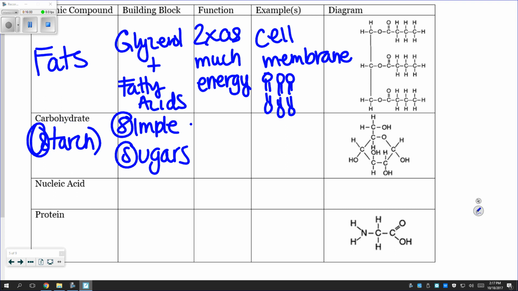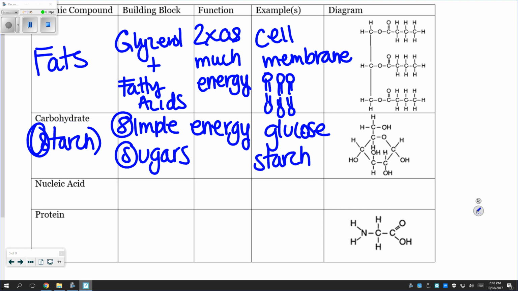If we're talking about what's a function of this, it's going to be for energy. Remember, a lot of times this is not stored energy like a fat would be. This is going to be energy that can be used in a short period of time. Think about pasta dinners. You have one before a big meet, before a big game. The next day, you're able to use that energy. Examples of this are going to be glucose. Glucose is a simple sugar. It's made up of just one ring. And then the other example is going to be a large sugar, and that's going to be starch.